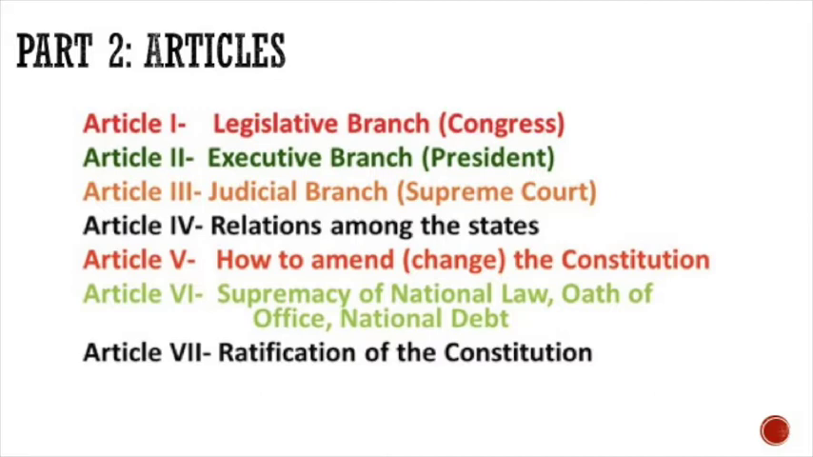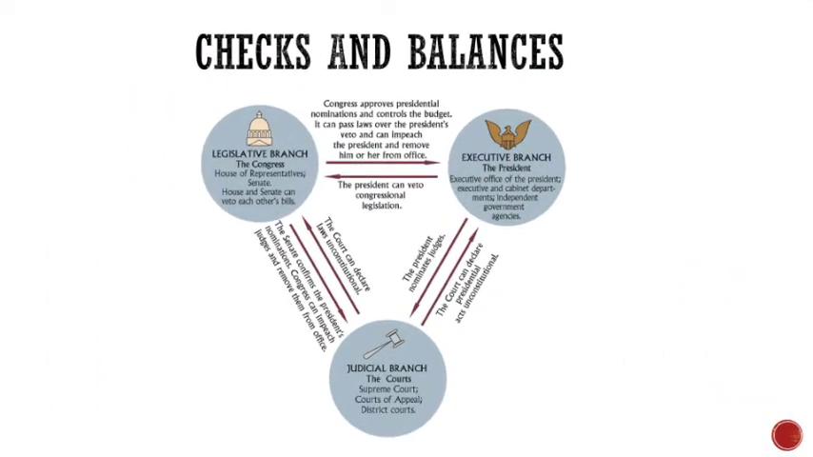Basically, the executive branch enforces and carries out the laws, and it includes the president, vice president, and the cabinet. The legislative branch makes the laws, and it includes Congress and the Senate. The judicial branch evaluates the laws and includes the Supreme Court and other federal courts. This diagram gives a basic overview of how checks and balances work between the 3 branches.